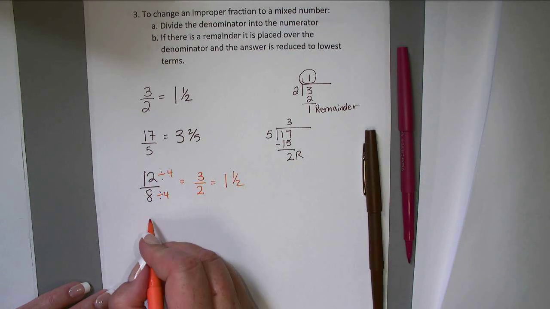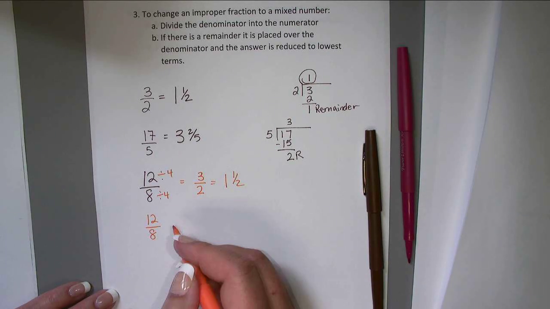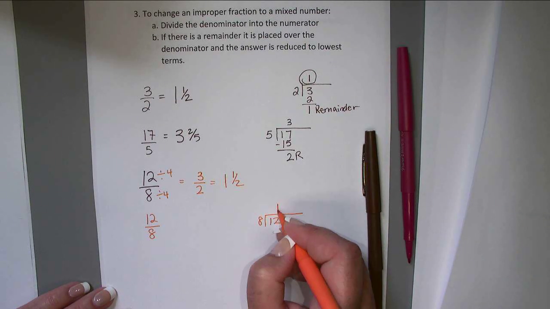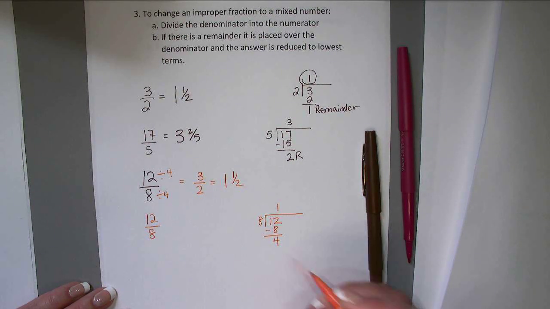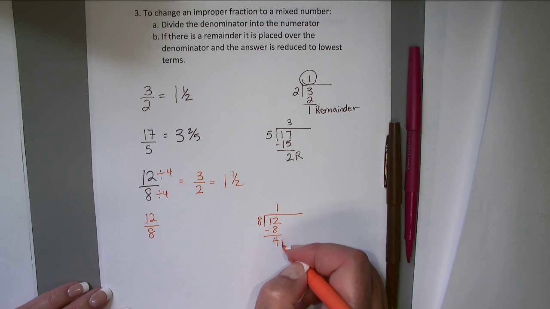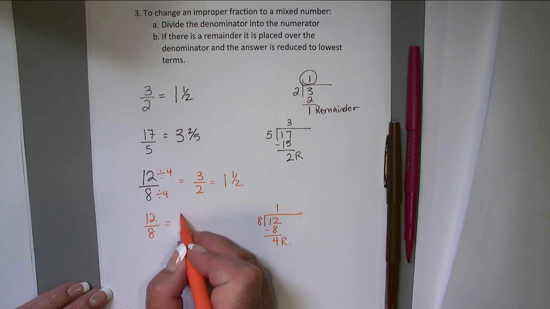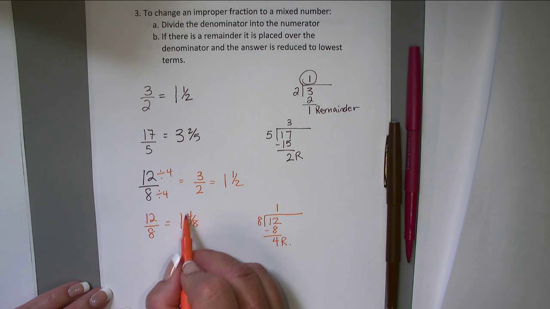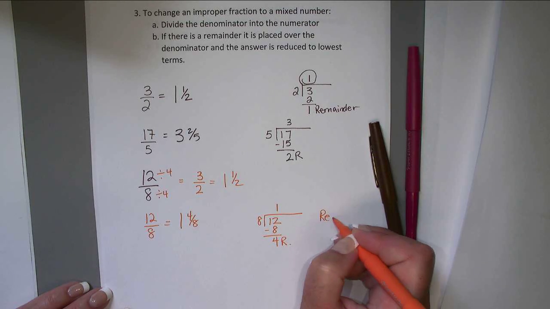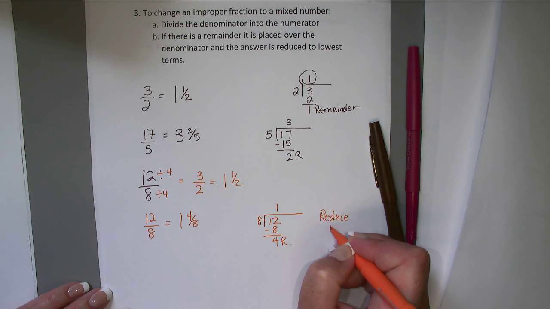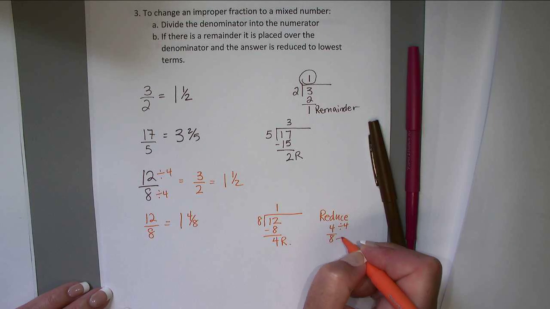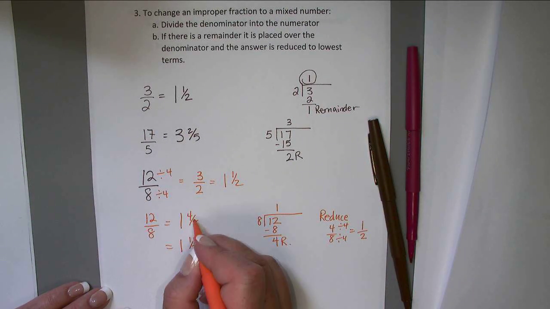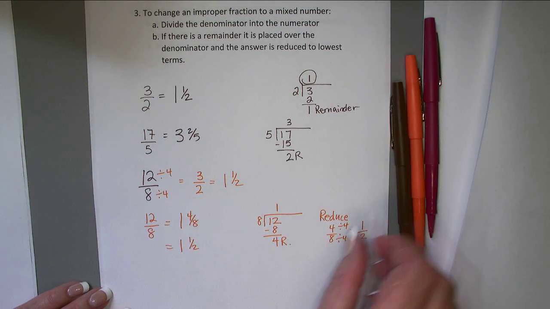Now if we hadn't reduced first, then we would divide 8 into 12, that goes once, subtract the 8, and that gives me 4. So the remainder is 4. So this will be 1 and 4 over 8. Now they look different, but notice that 4 over 8 can be reduced. We can divide both by 4, so that will be 1 over 2. And with a mixed number, you do want to reduce that fraction to lowest terms.